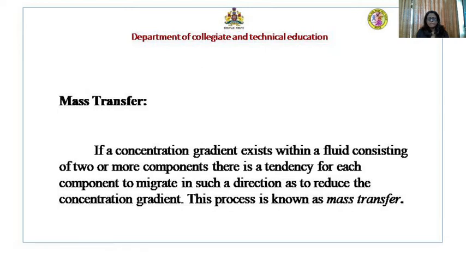It means whenever you have a material, say a fluid containing a group of components, say two components A and B, then if the concentration of one of the components, say A in this case, is different in different parts of the fluid, then the components A and B both will have a tendency to move in such a direction so that the concentration difference that exists in the system gets reduced, finally becoming zero. This basic process is known as the mass transfer process.